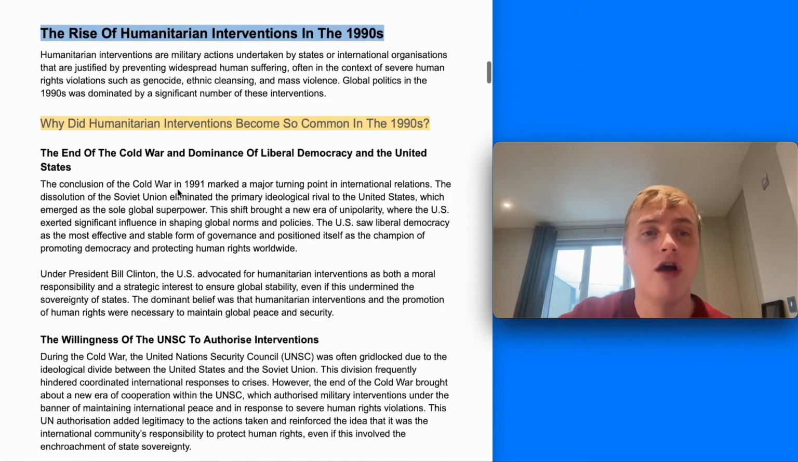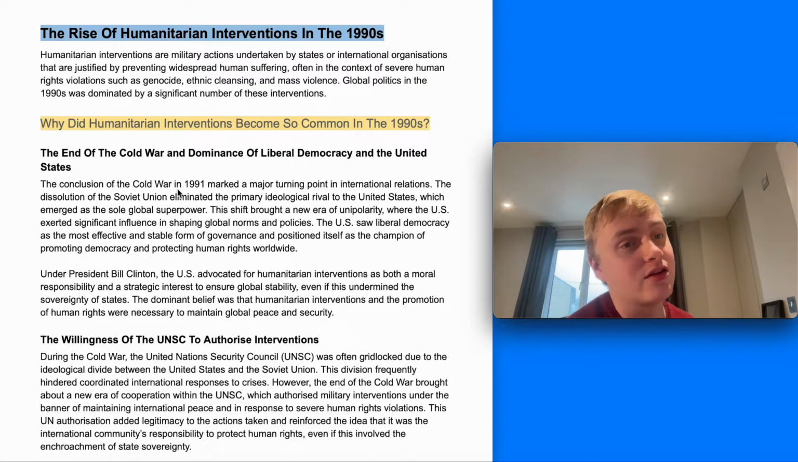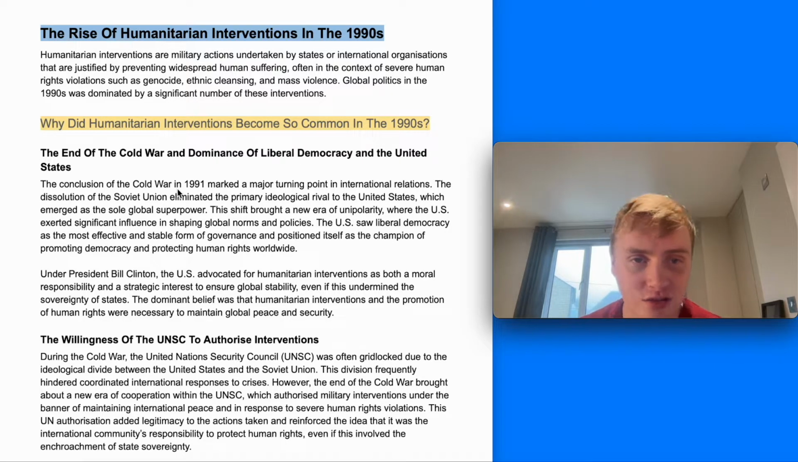So first, looking at the rise of humanitarian interventions in the 1990s. Humanitarian interventions are military actions undertaken by states or international organisations, but crucially, if an international organisation is acting, it's through a coalition of states, that are justified by preventing widespread human suffering, often in the context of severe human rights violations such as genocide, ethnic cleansing and mass violence.